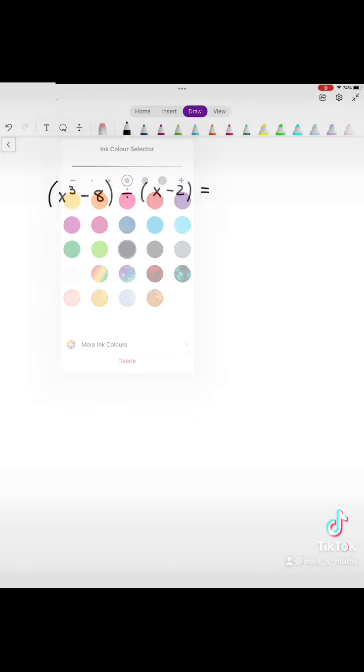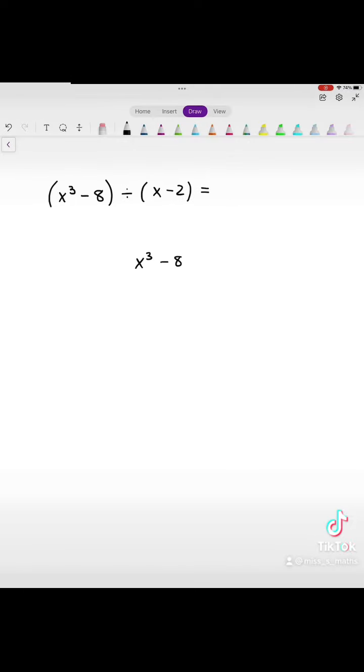The other exercise I wanted to do today is one where you need to be aware of a little trick. So if we're trying to divide x to the power of 3 minus 8, we need to see that there's no x squared or x values in there. So when we are dividing, it's important to fill them in. So we have 0x squared there plus 0x minus 8.